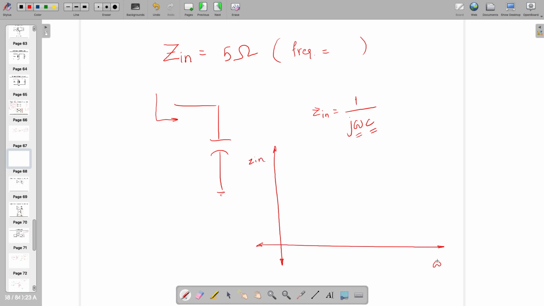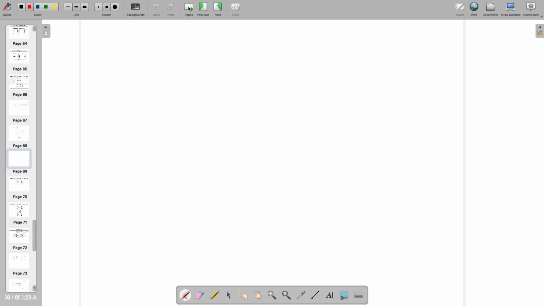For various frequency, if I'm telling you it's 5 ohm, it might be for some frequency, and sometimes it will go to 1 mega also, right? So it depends on which frequency you are working in. So your impedance profile will change, right? And accordingly you need to find out the impedance. If you are working at a different frequency, you will have a different answer.